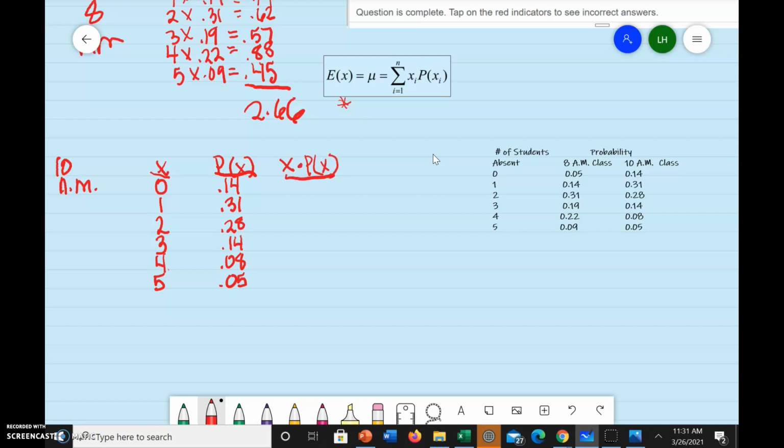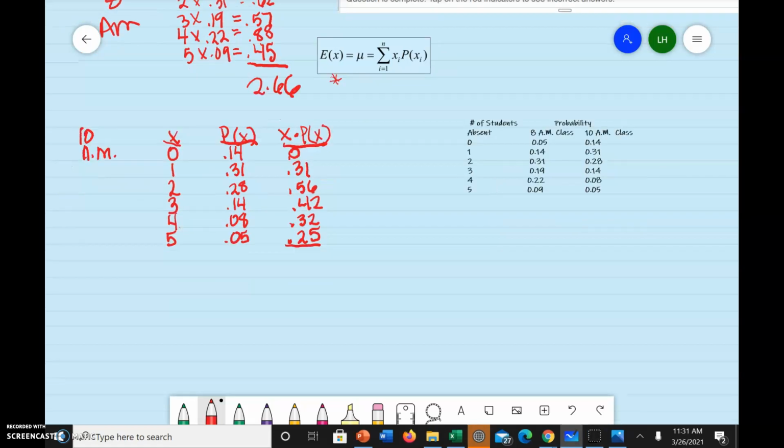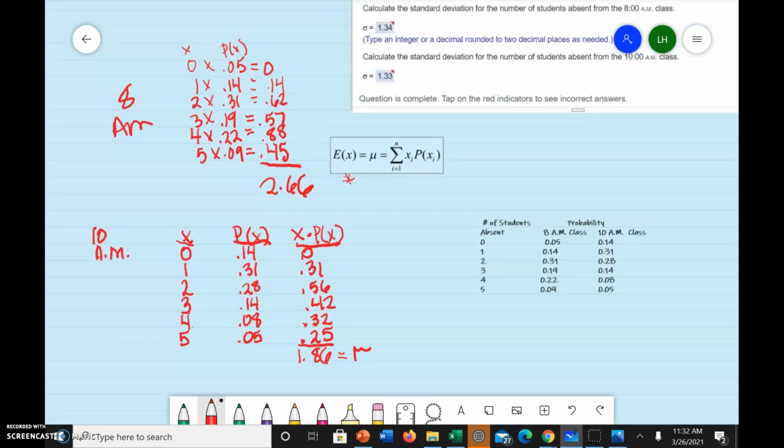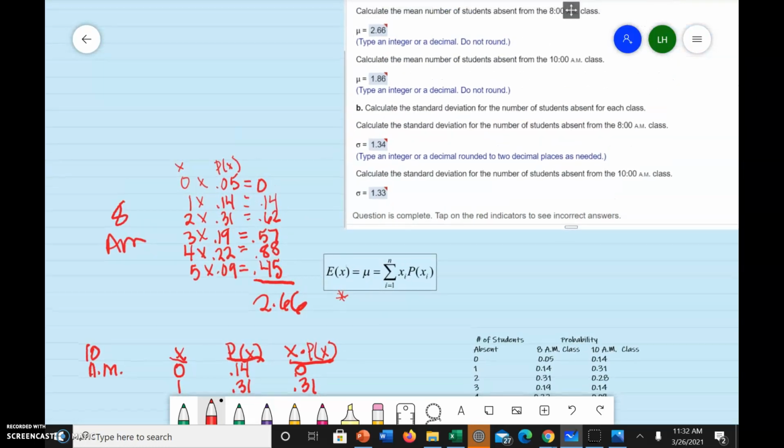If I do that, I will get 0, 0.31, 0.56, 0.42, 0.32, and 0.25. Now I need to add those in my calculator, and I will get 1.86 for the mean of the 10 a.m. class. If we look up here, you can see that it's 1.86.